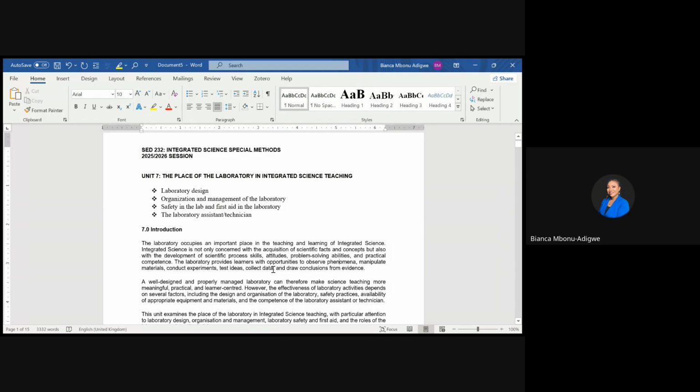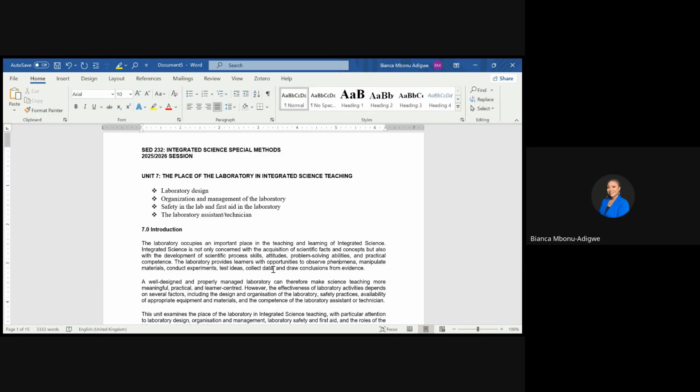Okay, so my name is Bianca, and we're going to be looking at Unit 7 of SED 232, Integrated Science Special Methods, for this session. And we'll be looking at the place of the laboratory in integrated science teaching. That is, of what use is the lab in integrated science teaching? What is it supposed to be for? Why do we need it? Do we need it? If we do, why do we need it?